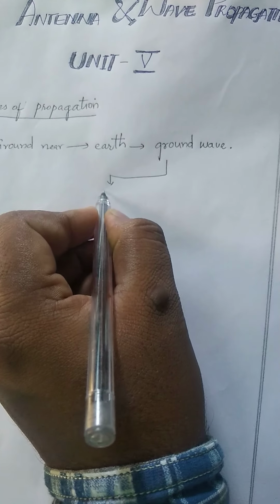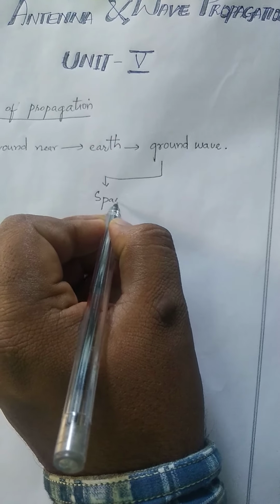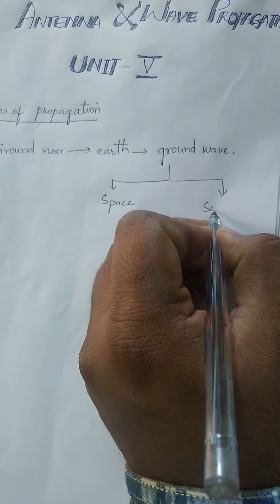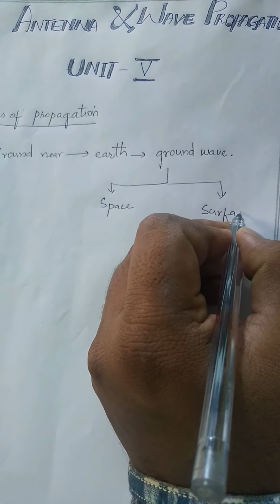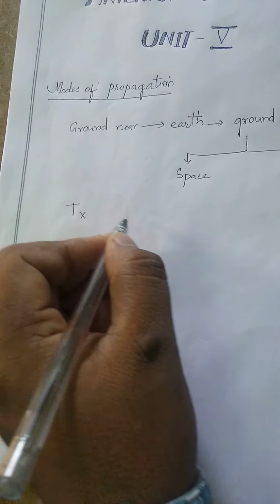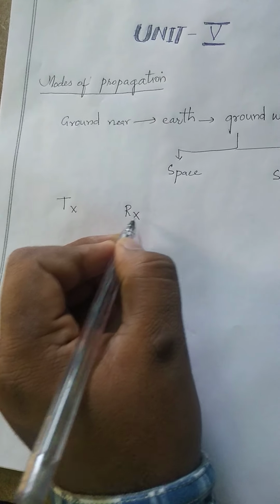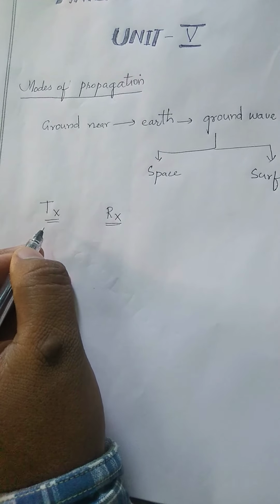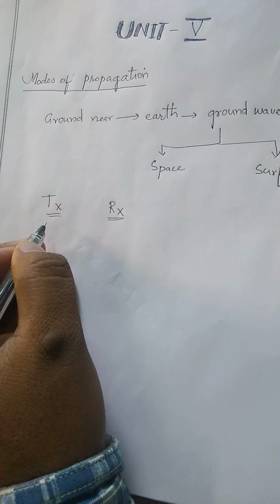One is the space wave and the second one is the surface wave. We are considering this space and surface by looking at the transmitting end and the receiving end. By looking at the transmitter as well as the receiver, we are classifying them into two categories.